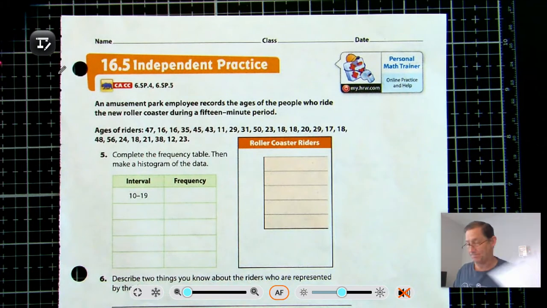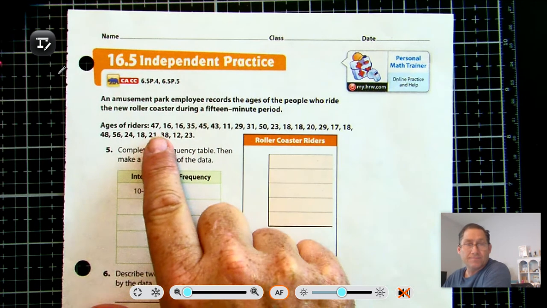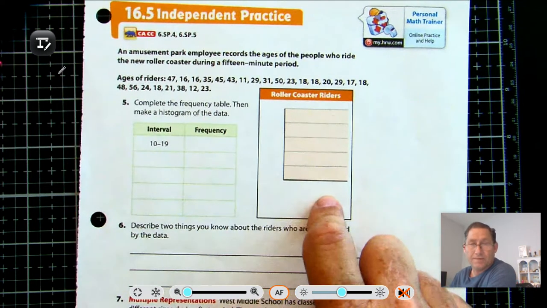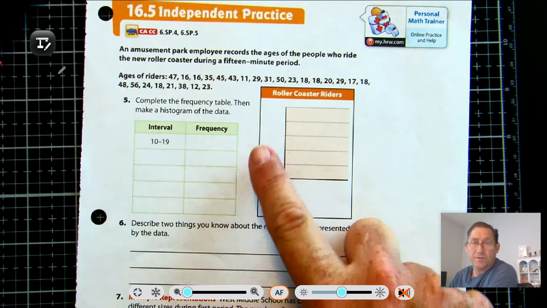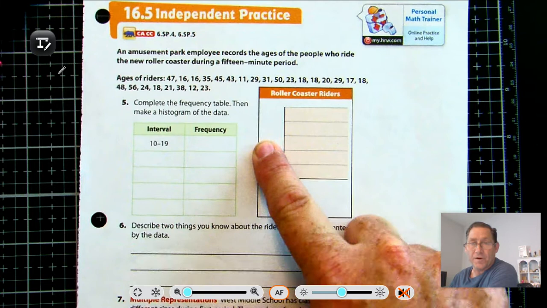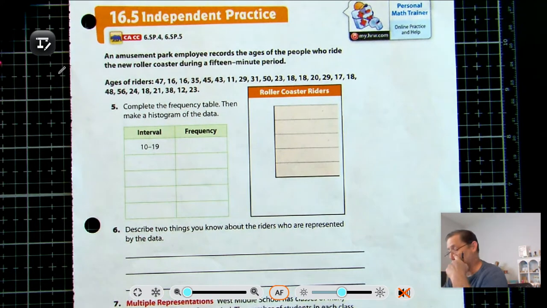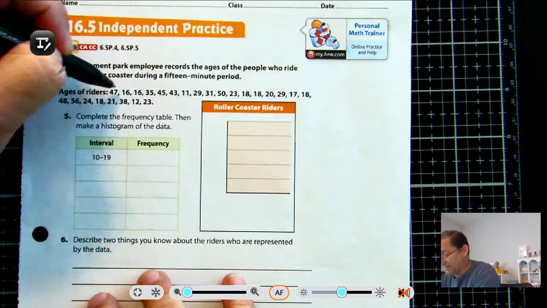Number 5. An amusement park employee records the ages of the people who ride the new roller coaster during a 15-minute period. And so we have the list of the ages of the riders. Okay, and so we're going to have to complete the whole histogram here. So we're going to need labels on the horizontal and vertical axis, and we'll need to include the intervals. All right, so let's go ahead and put these numbers in order from least to greatest.